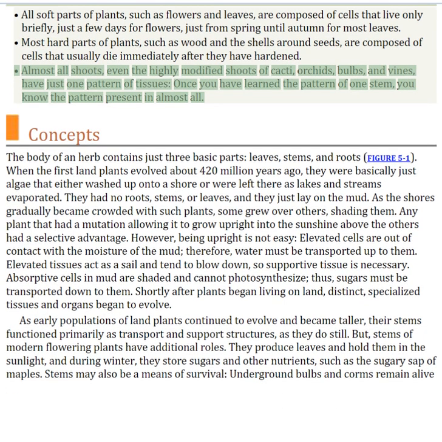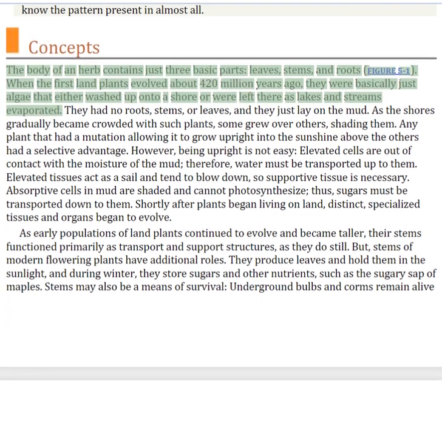Almost all shoots, even the highly modified shoots of cacti, orchids, bulbs, and vines, have just one pattern of tissues. Once you have learned the pattern of one stem, you know the pattern present in almost all. Concepts. The body of an herb contains just 3 basic parts: leaves, stems, and roots.